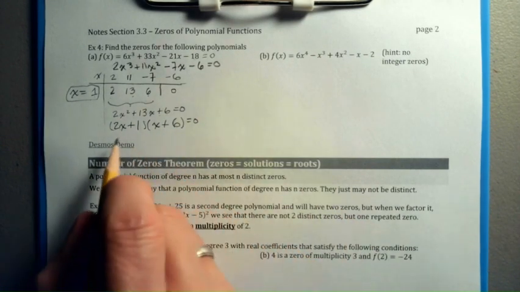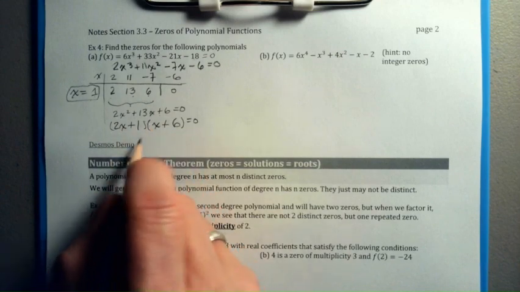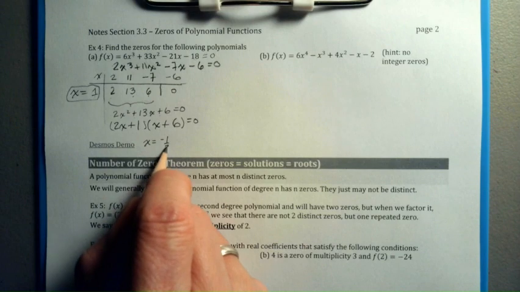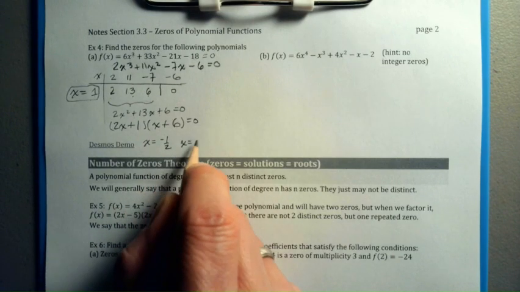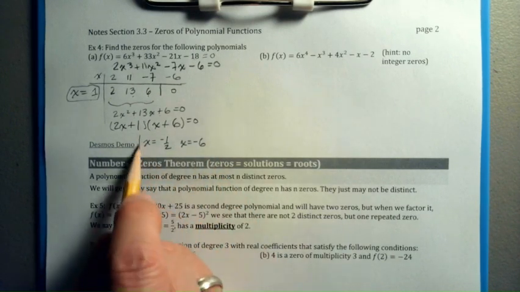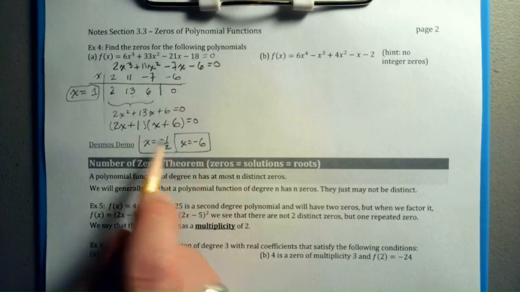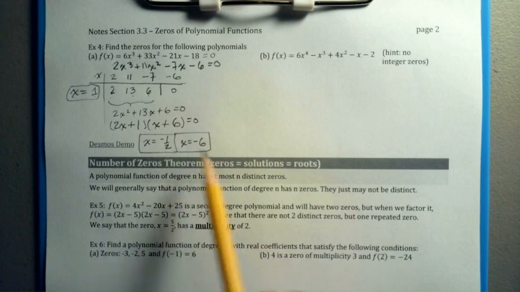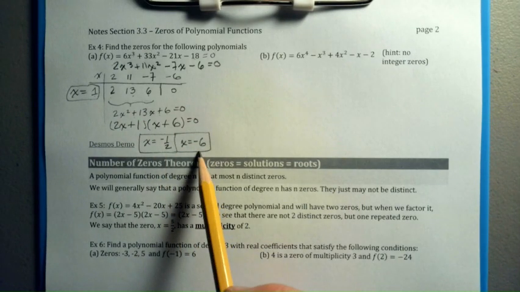All right, and so then we set each one of those equal to 0. So we get x is equal to -1/2, and x is equal to -6. All right, so we have our 3 solutions. We have x equals 1, x equals -1/2, and x equals -6.